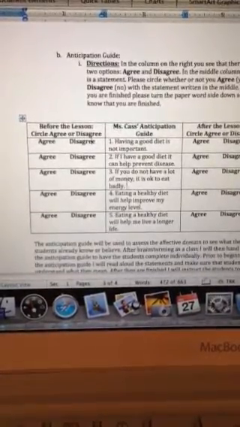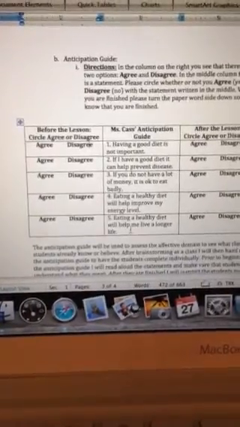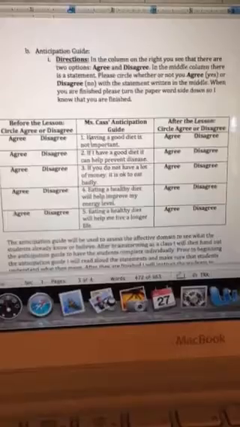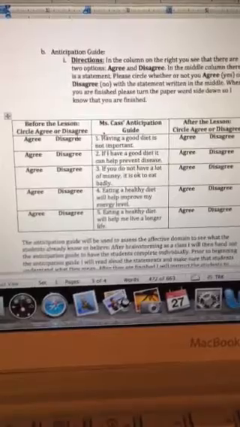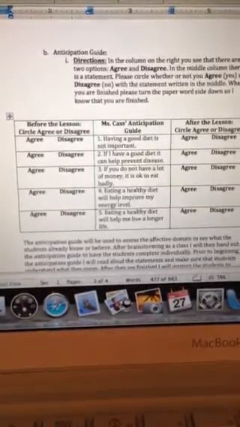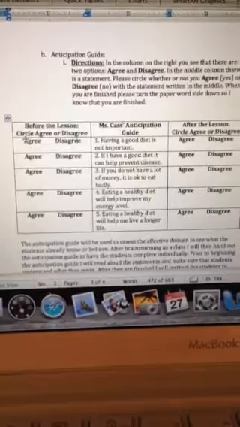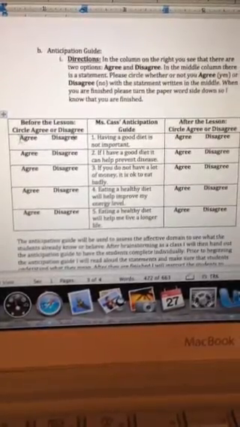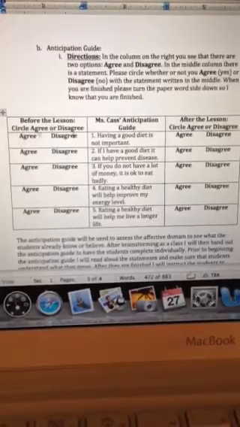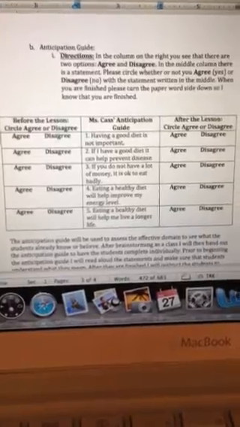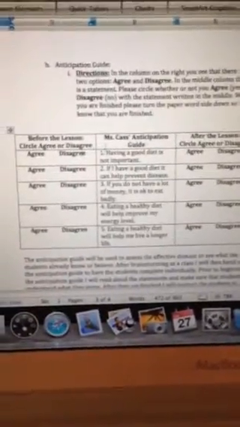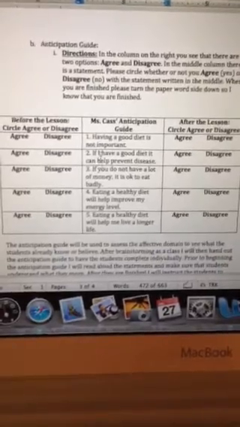So in the middle, you have 5 different statements. These 5 statements are what you're agreeing with or disagreeing with. So for the first statement, having a good diet is not important. So I'd want you to circle whether yes, having a good diet is important, so you agree with it, or no, you disagree that having a good diet is not important. So I'm going to give you some time, and you're going to complete this by yourself. If you have any questions, I'm going to be walking around the room to help you with these statements.